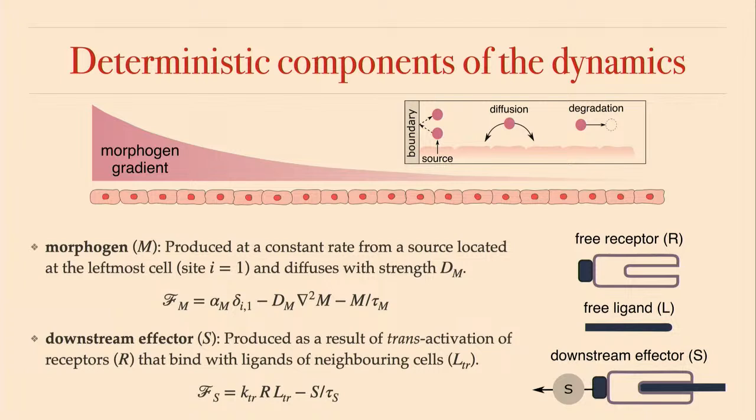Then when you have successful binding, there's some downstream effector. In the previous model we had NB, here we're calling it S, but it's the same thing really. So we have the downstream effector S, and this is produced as a result of transactivation. When the receptors R bind to ligands of neighboring sites, that's when this gets released. And all the terms in our model have some degradation, so I won't explain that further, but basically all these have some natural lifetimes.